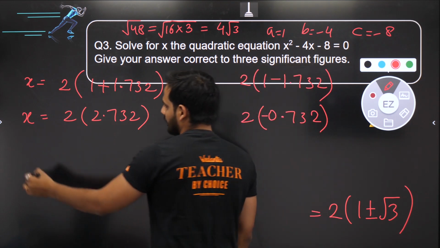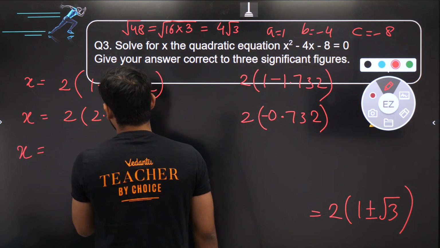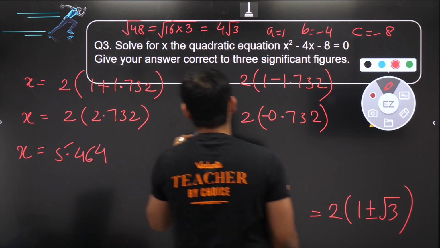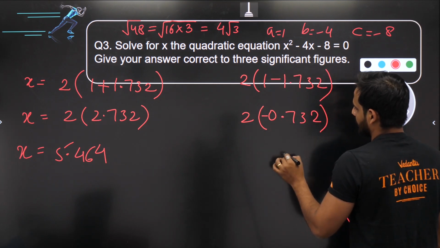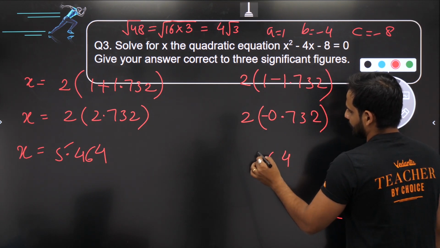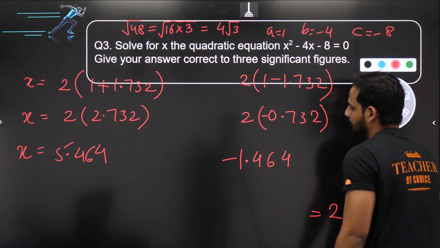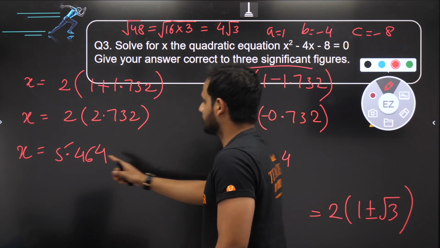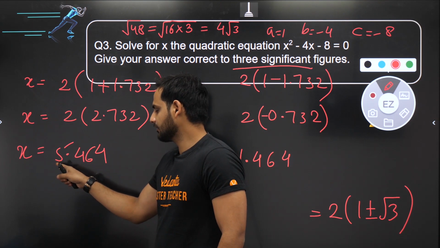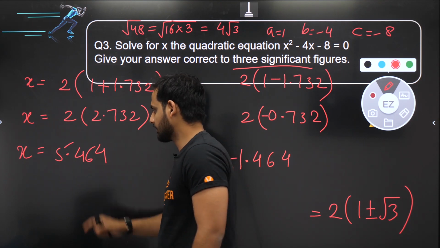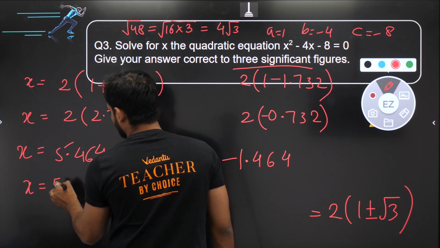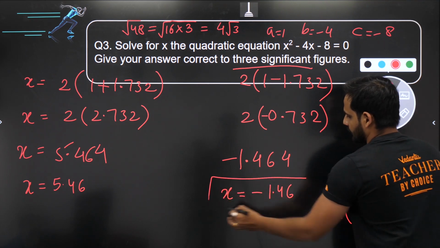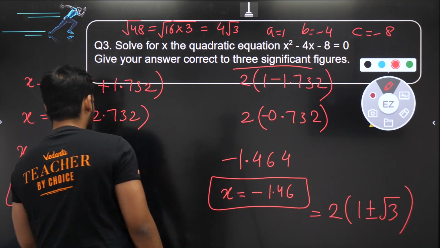We need to just multiply this part. So x is equal to 5.464, and here it will be equal to minus 1.464, right? Beta, see, what do you want? Up to 3 significant figures. So this is the first significant figure, second significant figure, and the third significant figure. So I can say x will be equal to 5.46, and here x is equal to minus 1.46. So these are the values up to 3 significant figures.